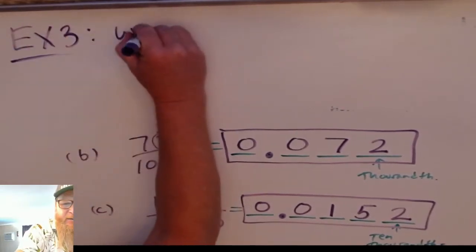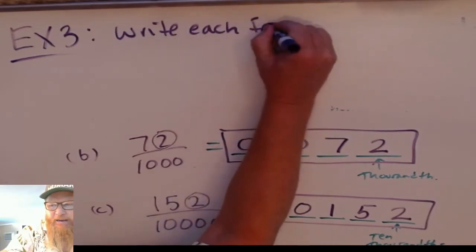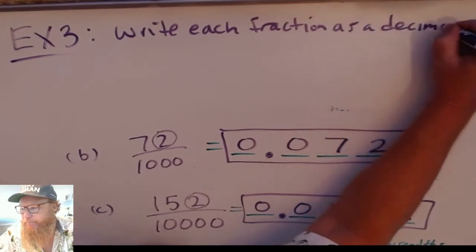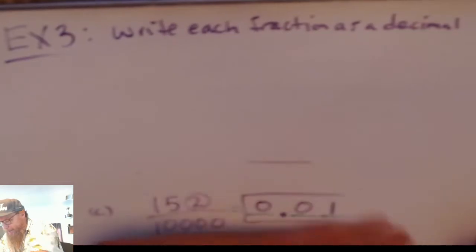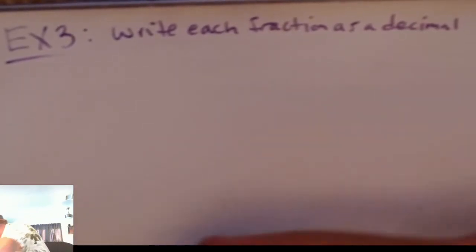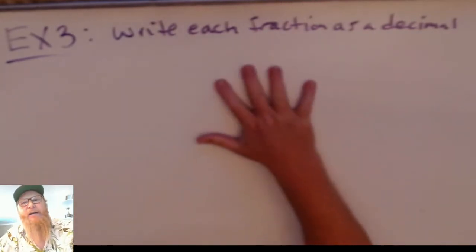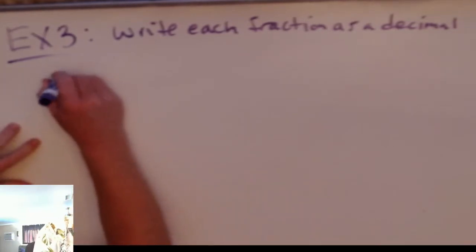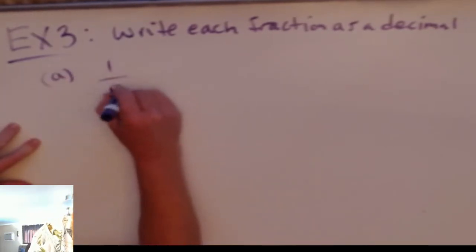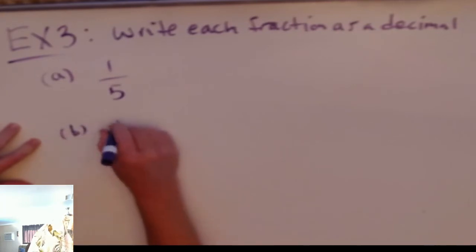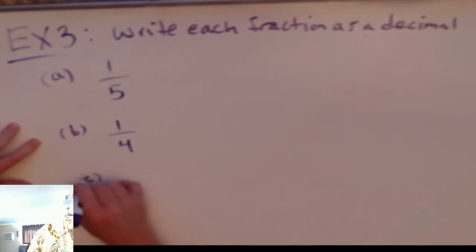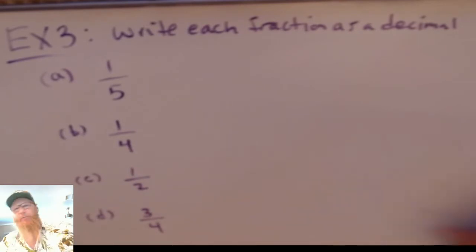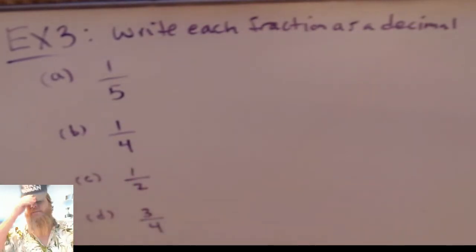Example 3. Write each fraction as a decimal. I might as well just leave this instruction up for a while. The next example, I'm going to do some fractions that you probably see all the time, or you at least hear them all the time. These are very common fractions that appear in the world. And there's many more. These are just the ones that come to mind when I think of common fractions.